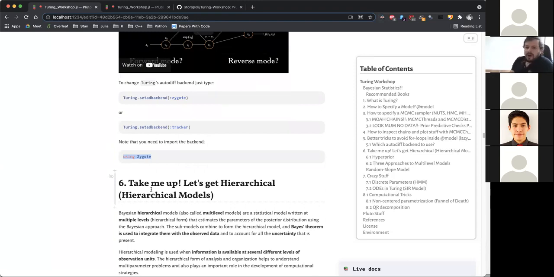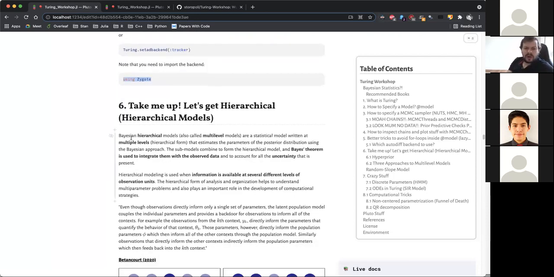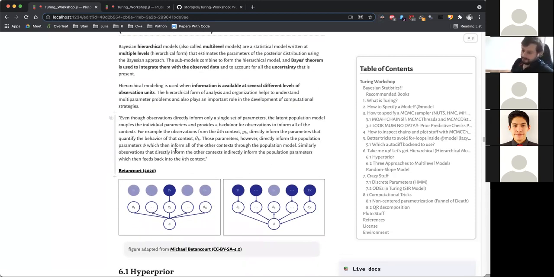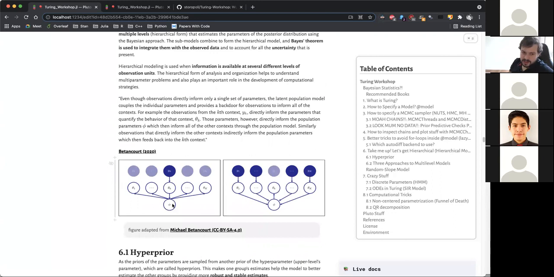So now let's talk about how to make hierarchical models. This is the whole text explaining what hierarchical models are, but the main idea is that we have something called a hyperprior, and this is this parameter here called phi. This is our hyperprior, and all of our other parameters, theta, are sampled from that. They have a prior that depends on the prior of phi. So phi is a hyperprior for our hierarchical model.